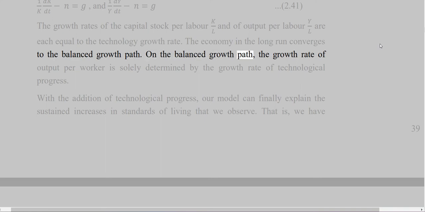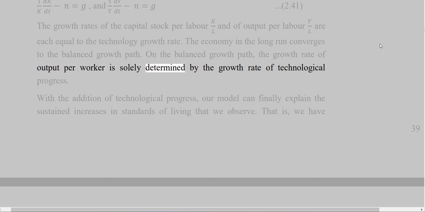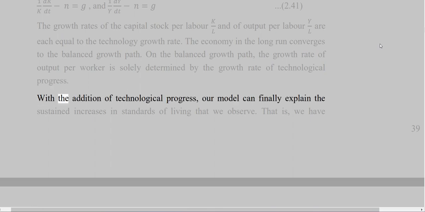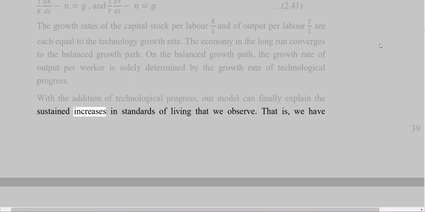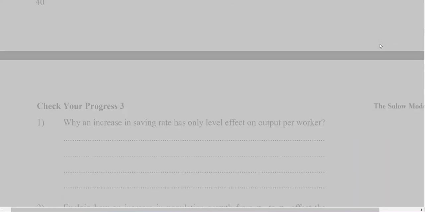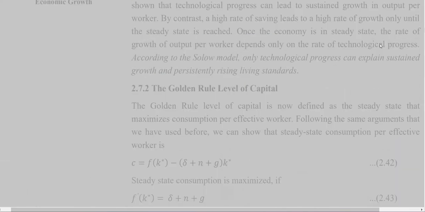On the balanced growth path, the growth rate of output per worker is solely determined by the growth rate of technological progress. With the addition of technological progress, our model can finally explain the sustained increases in standards of living that we observe. That is, we have 40. Economic growth shown that technological progress can lead to sustained growth in output per worker.